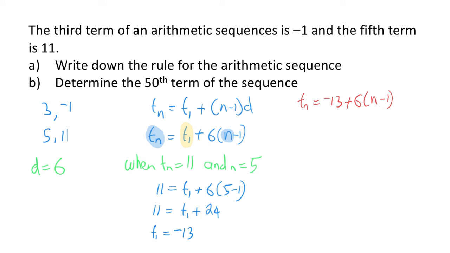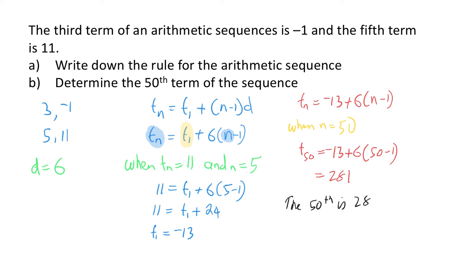So now that I've got that, I can go ahead and determine what the 50th term in the sequence is going to be. So when n is equal to 50, I can go ahead and substitute it in. So T50 is equal to -13 plus 6 times (50 minus 1). Putting that into the calculator, I get a score of 281. So the 50th term in the sequence is 281.